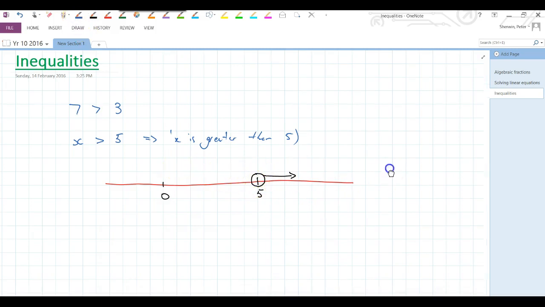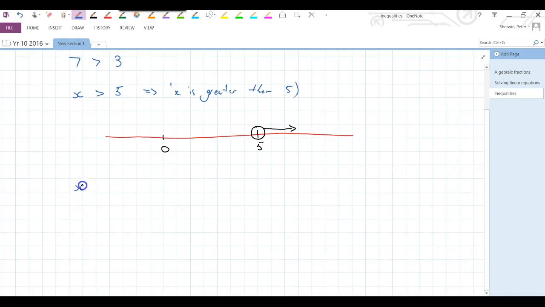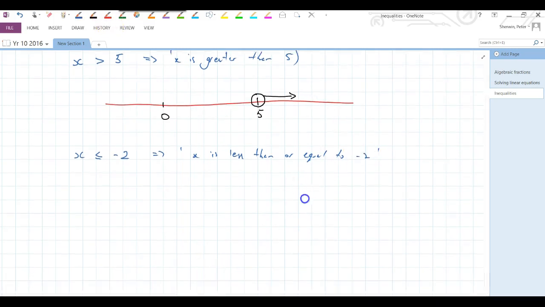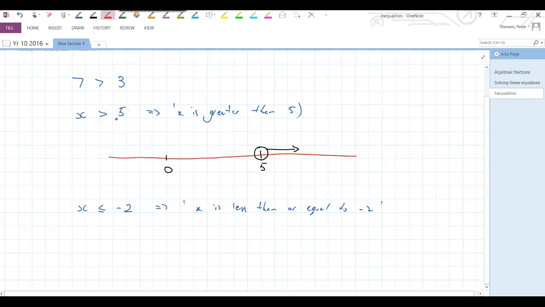Let's have a look at, say, x is less than or equal to minus 2. So that includes minus 2. Whereas this didn't include 5, it was everything greater than 5, so 5.000001, that's greater than 5, not including 5 though. That's why the open circle, see the open circle symbolizes there that we're not including 5.